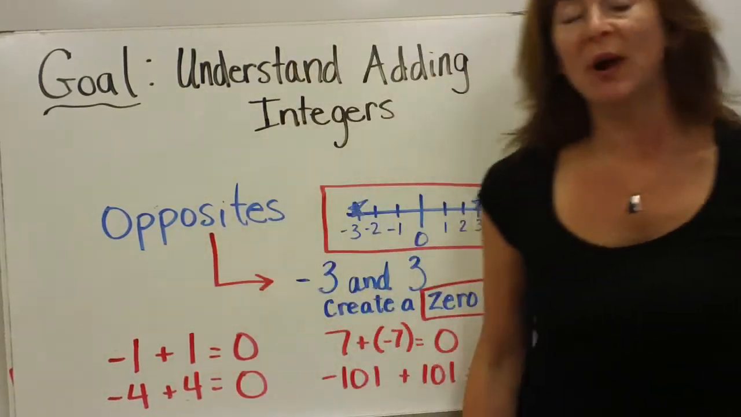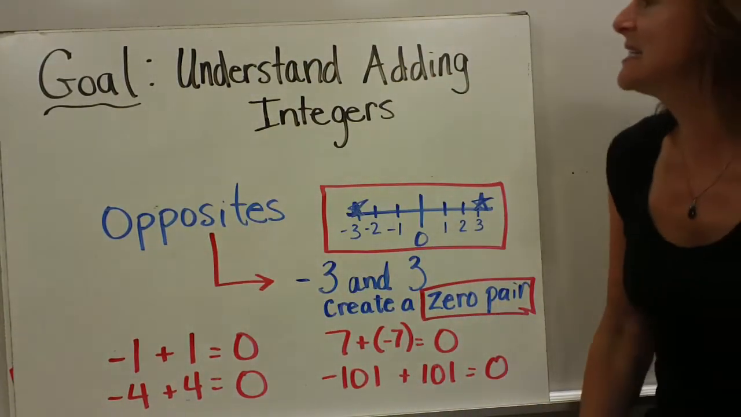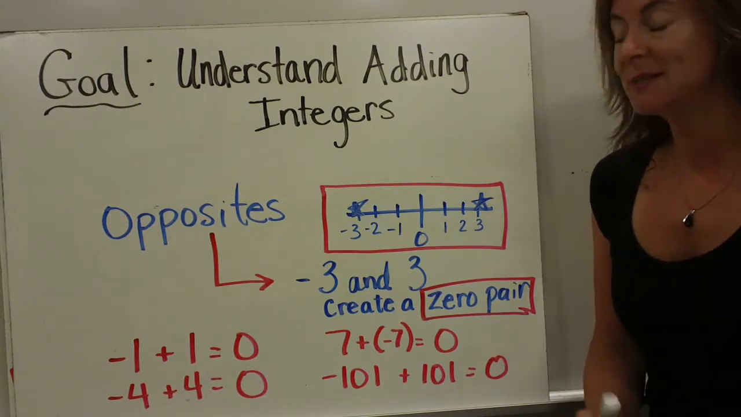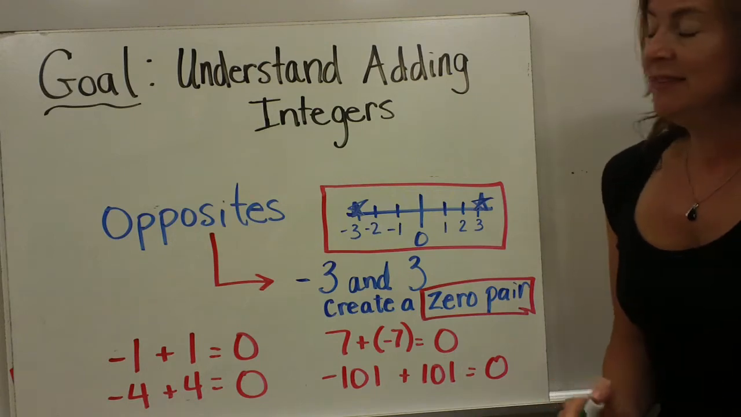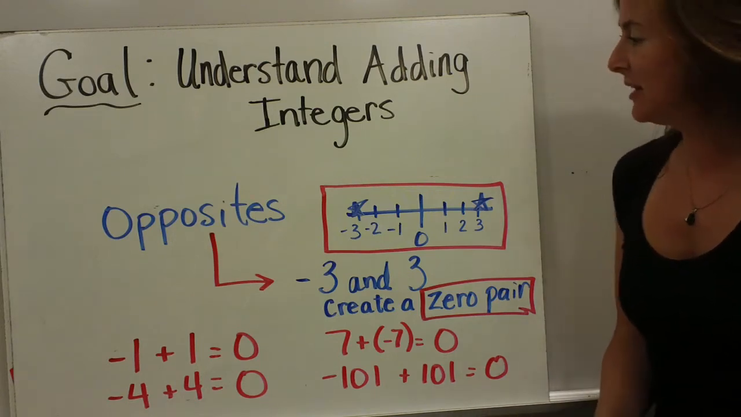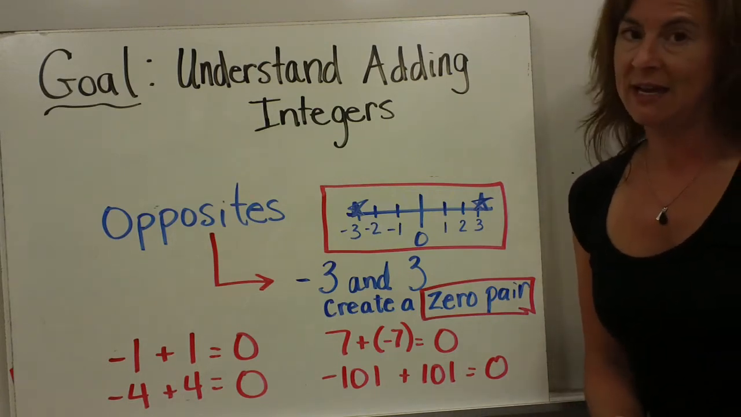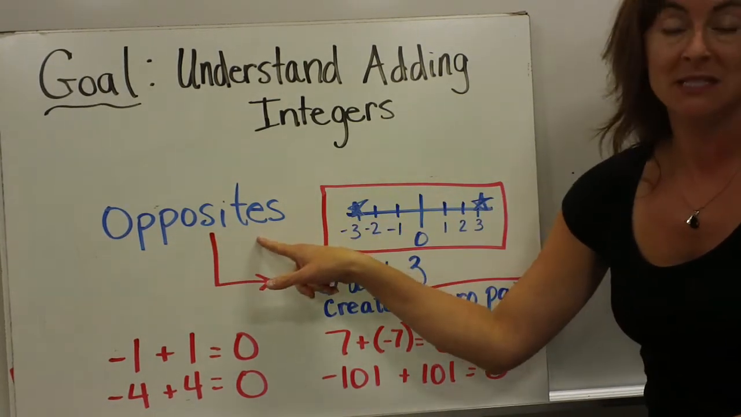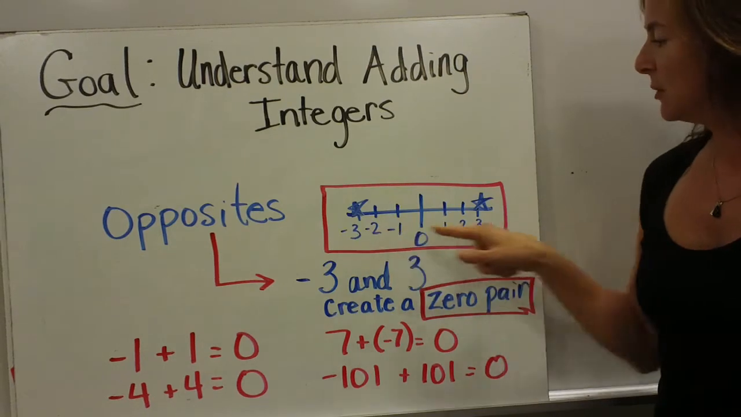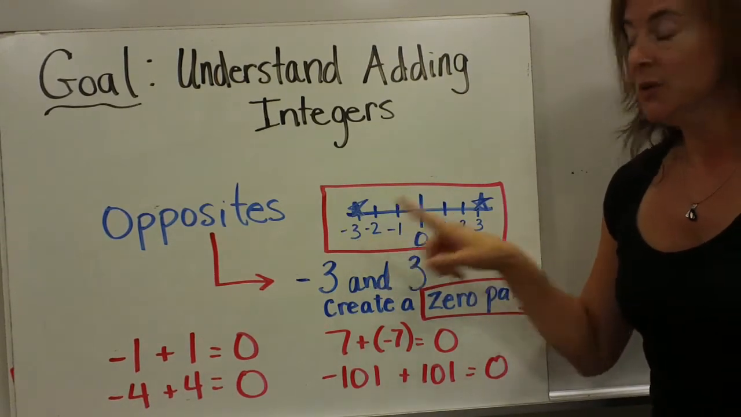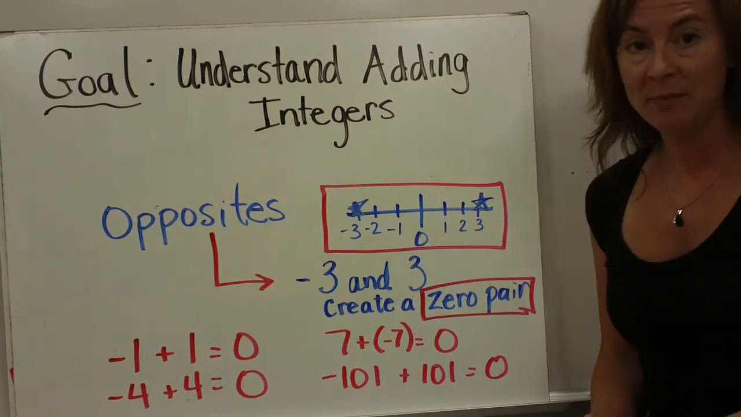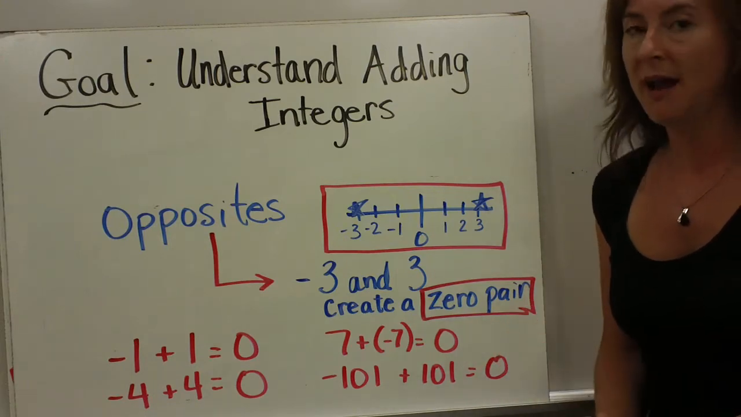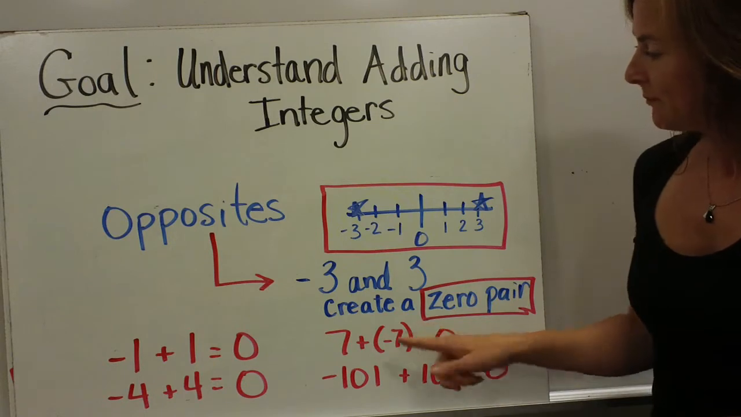Hi. So our goal today in this lesson is to understand adding integers. In this first part of the lesson, the first thing I want to talk to you about is going back to our idea of opposites. We learned that on a number line, opposite numbers are the same number but on opposite sides of 0. We're going to add to that a little bit today.